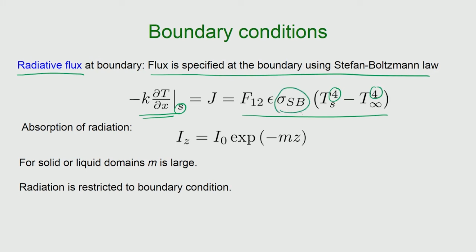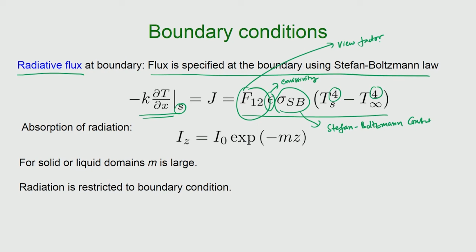So, this is the Stefan-Boltzmann constant, and sigma SB is the Stefan-Boltzmann constant, epsilon is the emissivity, and F12 is called the view factor, which indicates whether the radiation is actually able to go away or is being shadowed, etc.